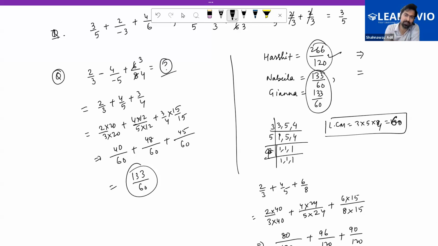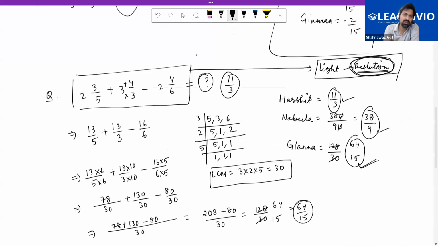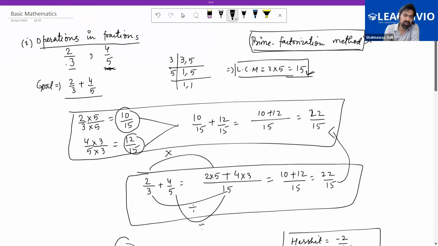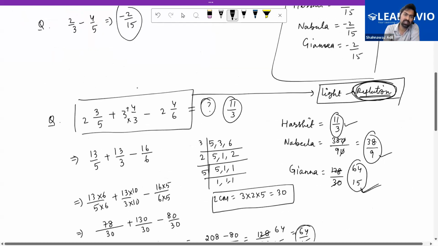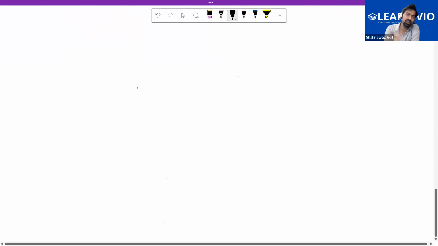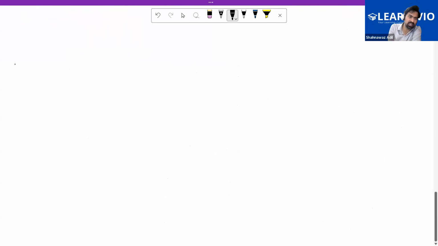So firstly, we have understood the addition and subtraction in fractions, right? So now let us understand the multiplication and division of fractions, right? So multiplication, right?